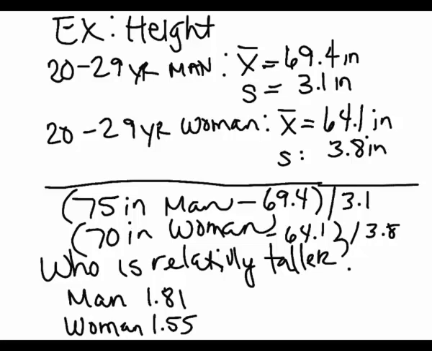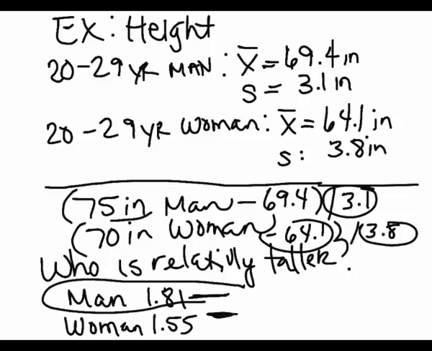Alright, here we go. So I took 75 inches, subtracted the 69.4, divided by 3.1, and got the z-score of 1.81. I took the woman, 70 inches, subtracted her 64.1 average for women, and divided by 3.8, and I got 1.55 as the standard deviation. So the man is relatively taller in terms of his gender.